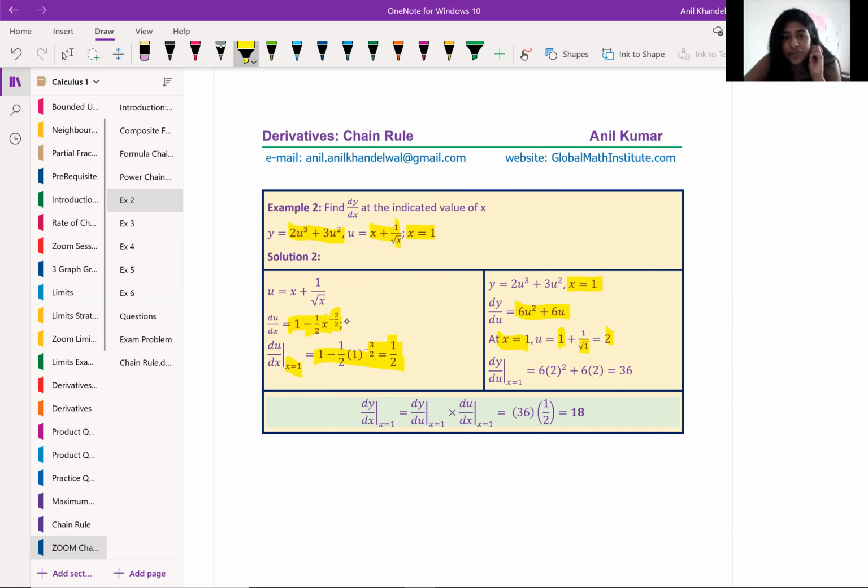Yes. So to find dy over dx, we learned the formula: you multiply du over dx by dy over du, and 36 times a half is 18. You're right. Now, whenever you're given such a question, especially when you need to find the derivative at the given value of x, you would actually perform this step right in the beginning.